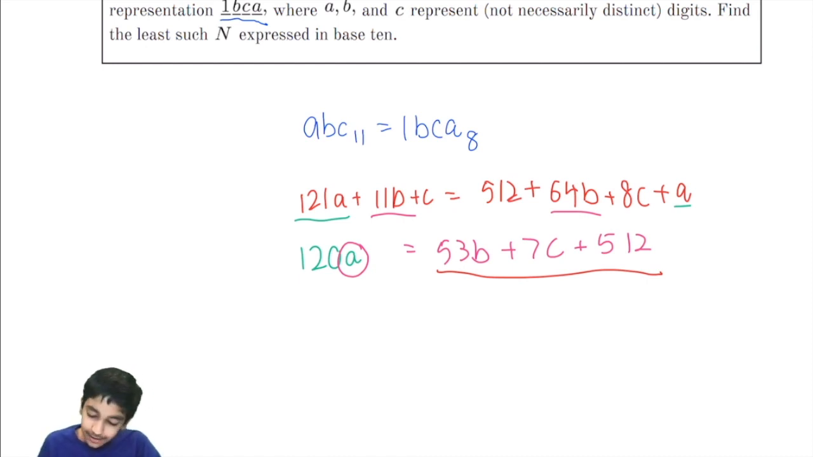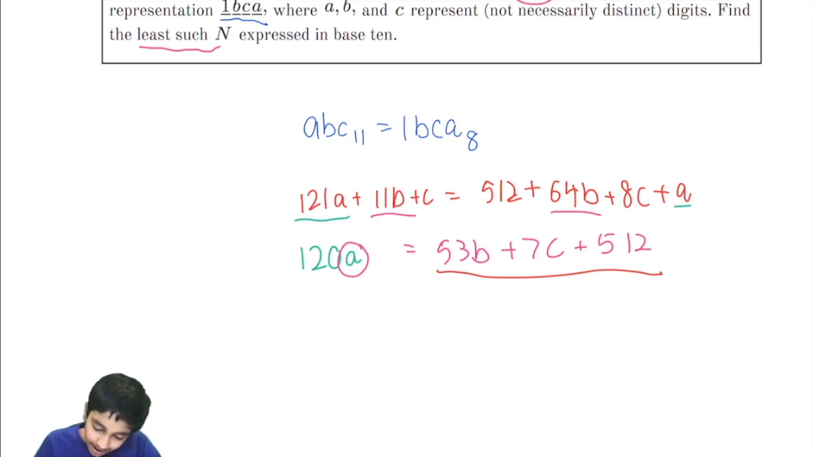So let's see. Okay, if a is 5, does it work? Because we want to find the minimum possible value of n. So if a equals 5 works, then we don't really have to check anything beyond that, because we anyways want the minimum possible value of ABC in this base 11. Okay, so a equals 5. Will a equals 5 work?